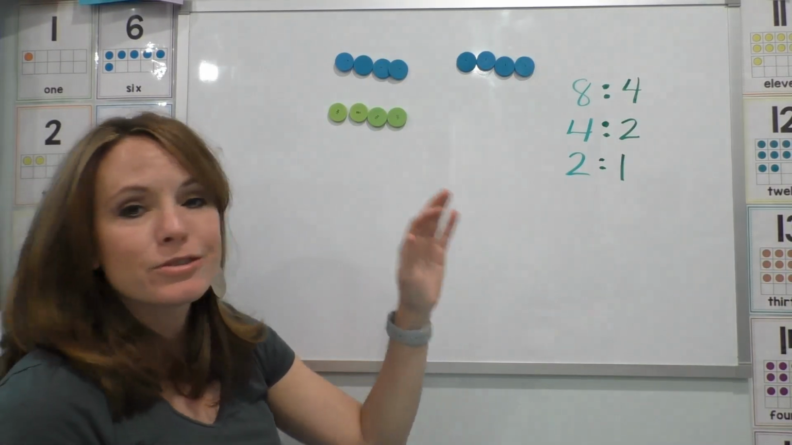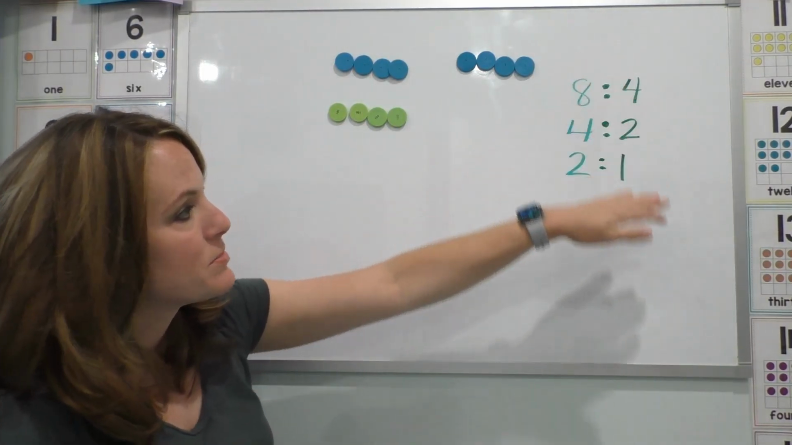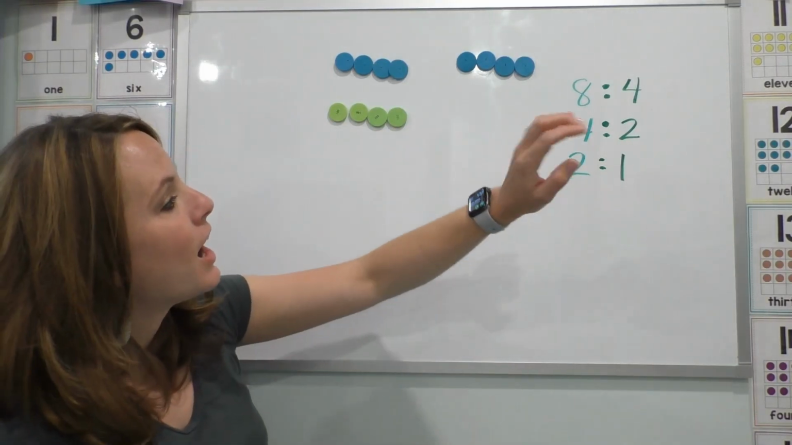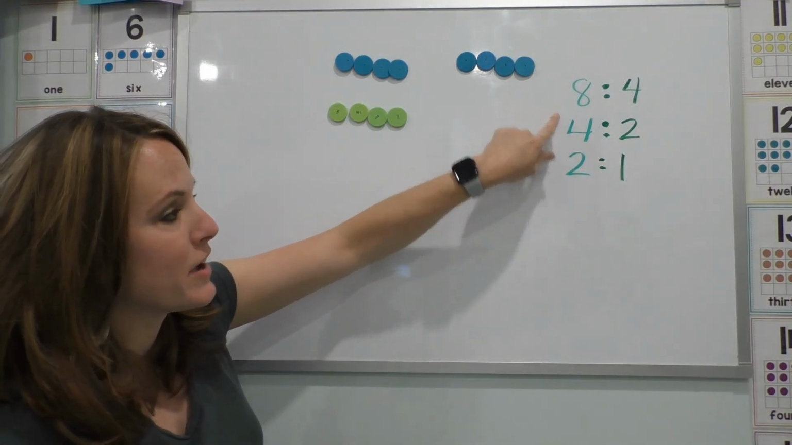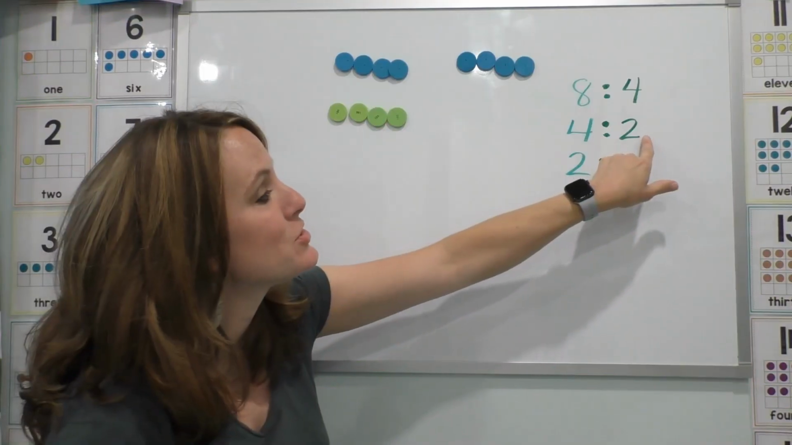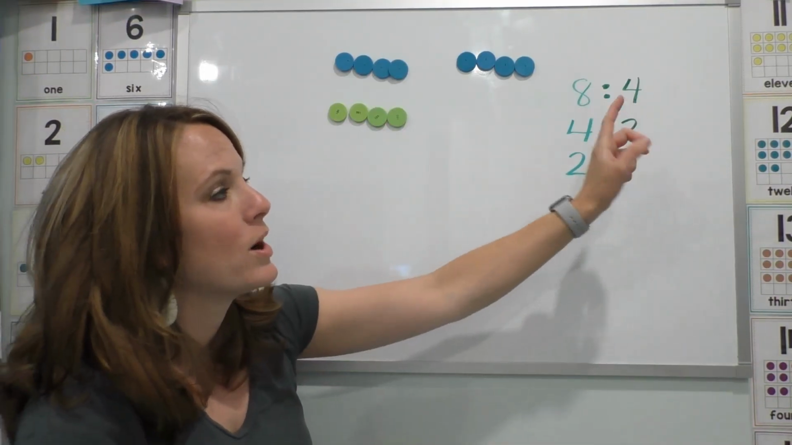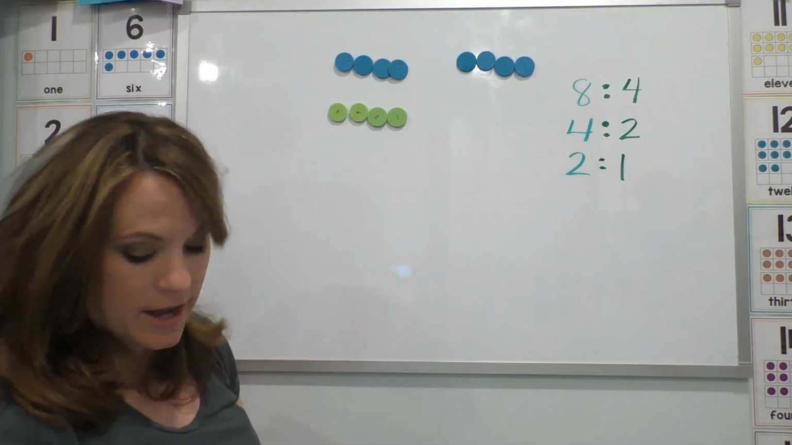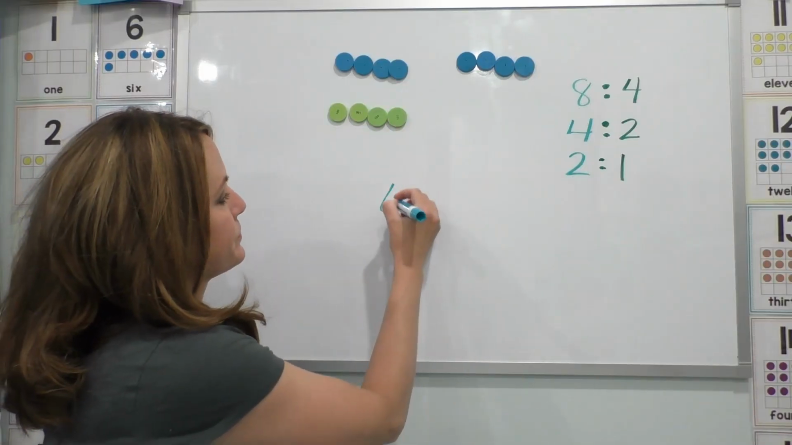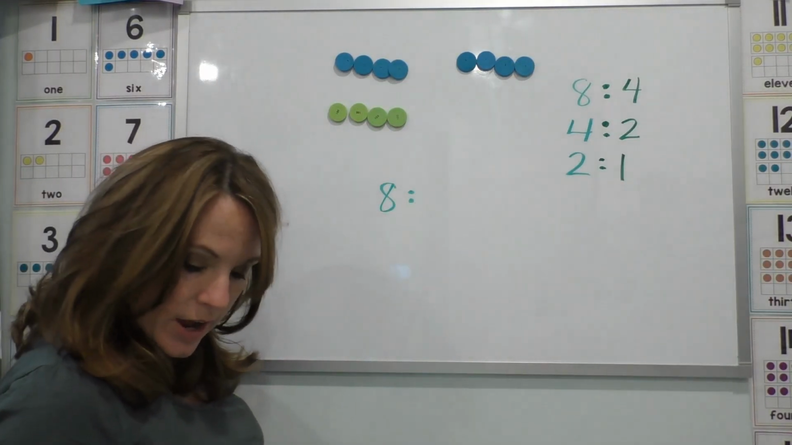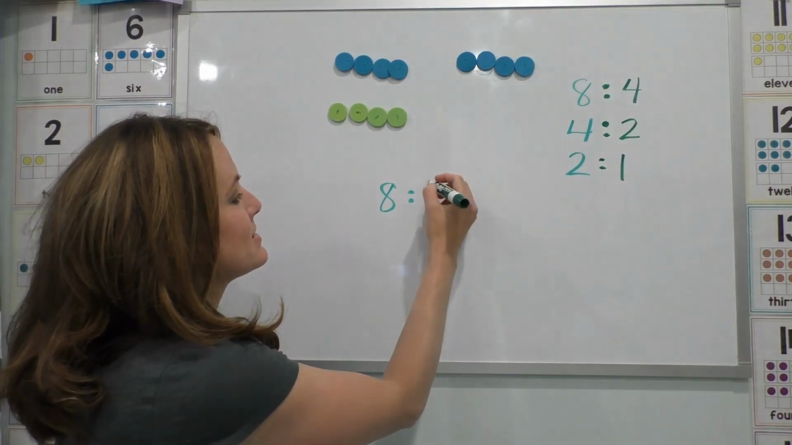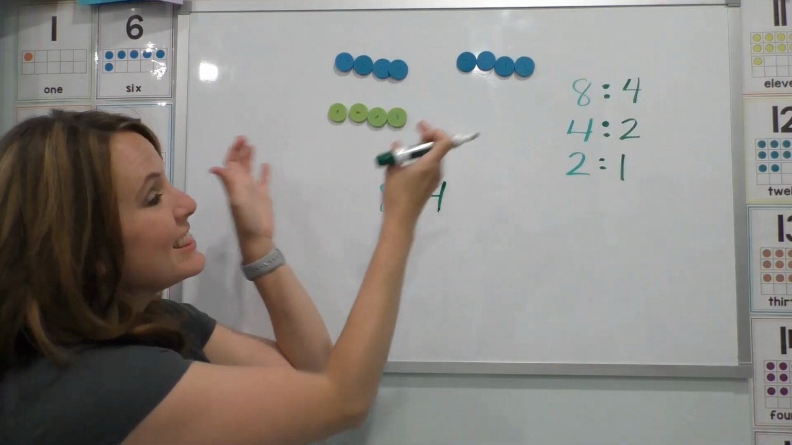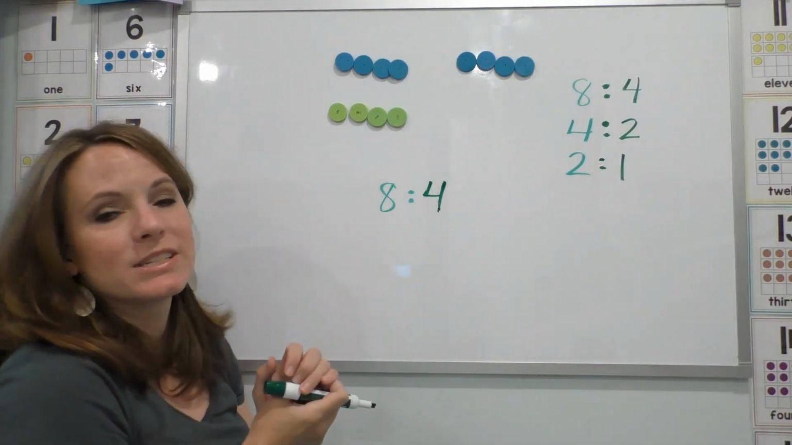Now the other thing I'd love for you to notice is, what do you notice about these numbers here? They all have some things in common. I notice that 4 is a factor of 8, and so is 2. I notice here that 2 is a factor of 4, and 1 is also a factor of 4. So let's go back really quick to our original ratio that we had. We had 8 to 4. If I wanted to figure out an equivalent ratio that is in its simplest form, that means grouping it into the least number of groups while staying equivalent to this.